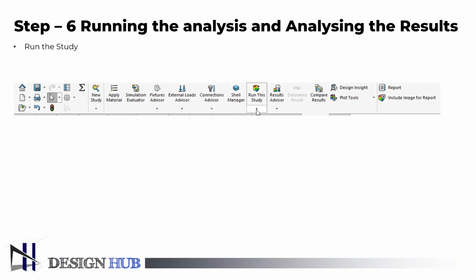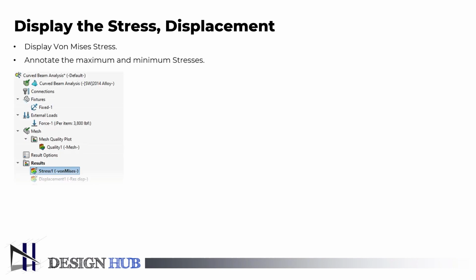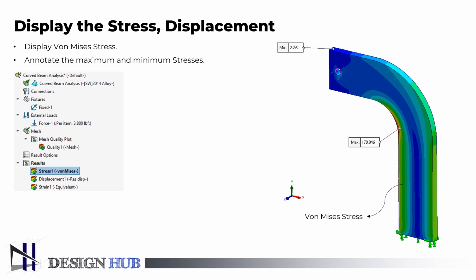The sixth step is to run the study after all the essential steps are performed. We will plot the graph of required stress. Now, we will display and analyze the results. This exercise investigates stress at the AA section. We will also plot the graph of von Mises stress.